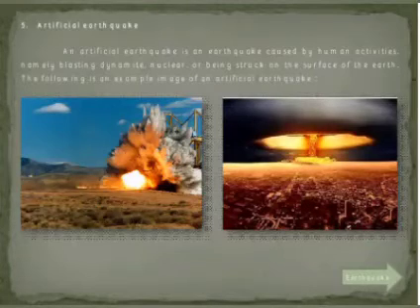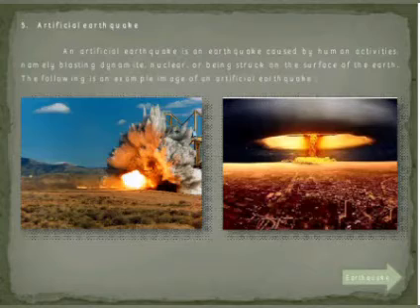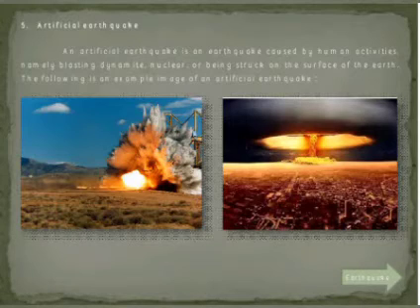Number 5. Artificial earthquake. An artificial earthquake is an earthquake caused by human activity, namely blasting dynamite, nuclear, or being struck on the surface of the earth. The following is an example image of an artificial earthquake.